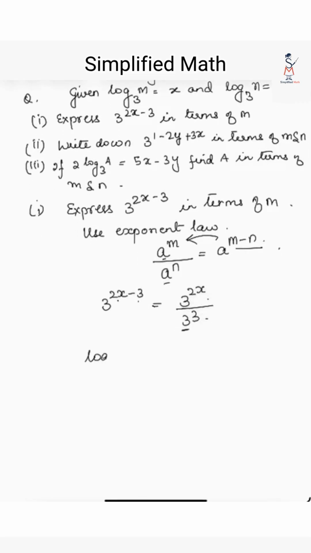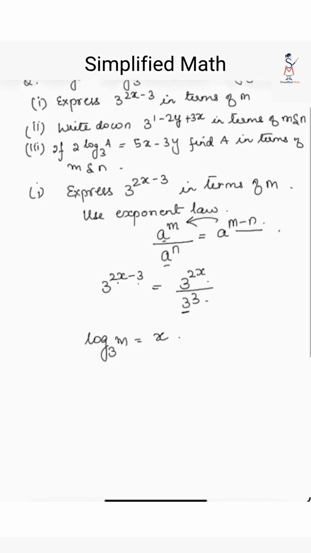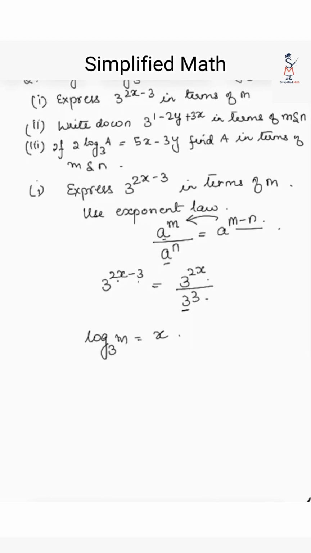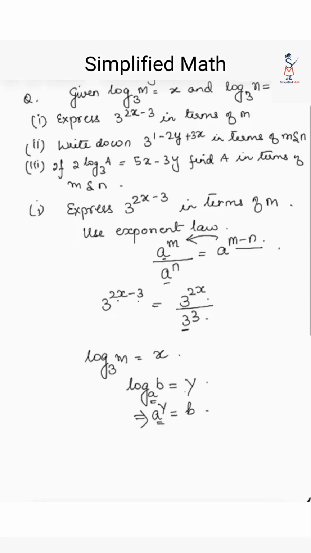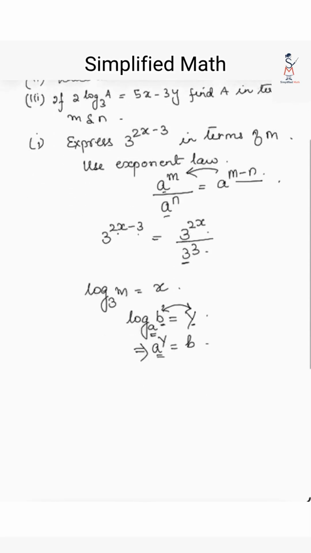Now we know that log m to the base 3 is x. So we will use the rule of changing the log form to exponent form. What does that state? That if log b to the base a is equal to y, then a raised to the power y is b. This is the exponent form of the log. A is the base, so the base remains same. The log gets interchanged with the answer. So it becomes a raised to the power y is equal to b. So this will be 3 raised to the power x is equal to m, we got.